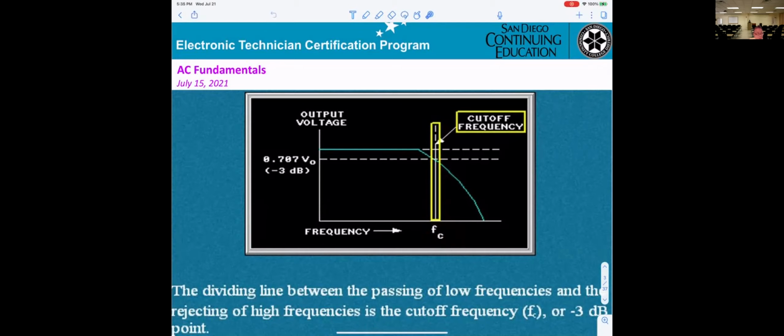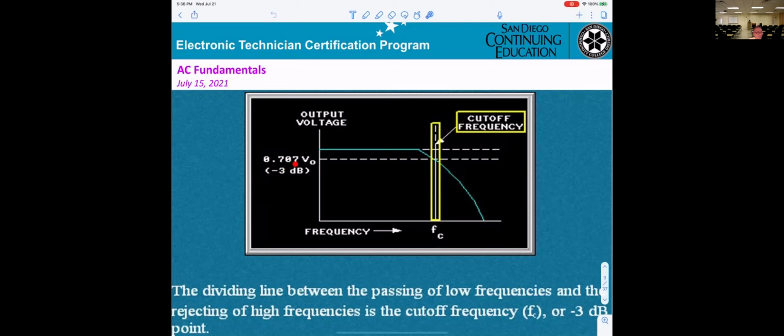It can also be called the critical frequency, or corner frequency, or break frequency. Okay? They have too many different names. So what is the cutoff frequency? The cutoff frequency, they're telling you at this frequency, the output goes down 3 dB, minus 3 dB. Minus 3 dB is equivalent to 0.707.